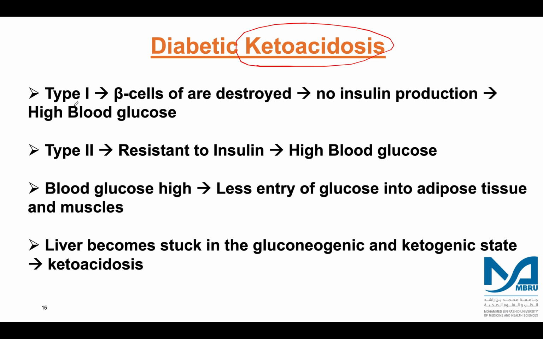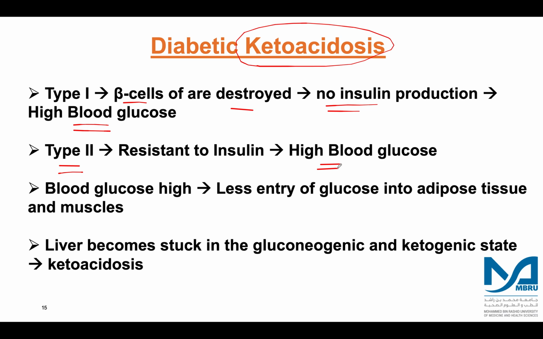So the first, type 1 diabetes, where the beta cells of the islets of Langerhans are destroyed and the body does not produce sufficient amount of insulin. As a result, these kind of patients suffer from high levels of blood glucose. In type 2, although the body produces insulin, the patient is resistant to that particular insulin for reasons which are not properly understood till date, and also the patient in type 2 diabetes has high levels of blood glucose.